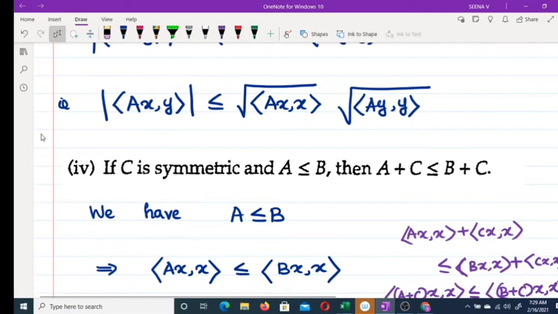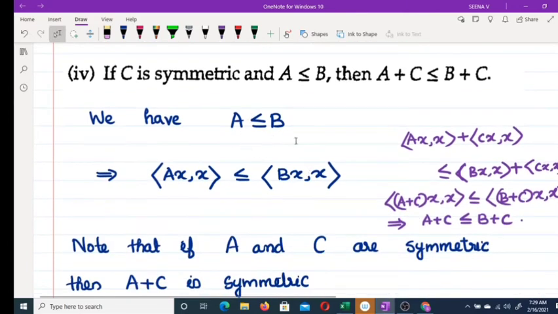Now next one is the fourth property. If C is symmetric and A less than or equal to B, then A plus C less than or equal to B plus C. We have A less than or equal to B implies clearly A and B are symmetric and B minus A greater than or equal to 0.